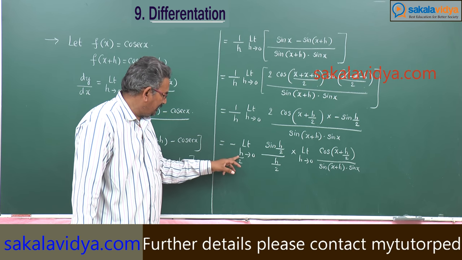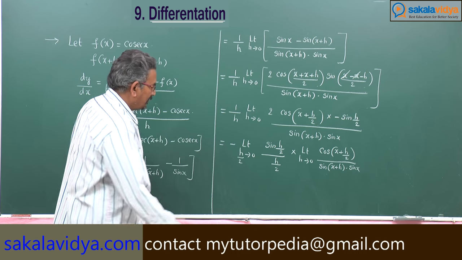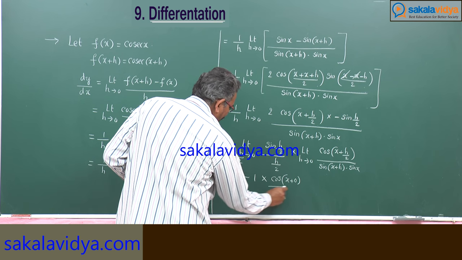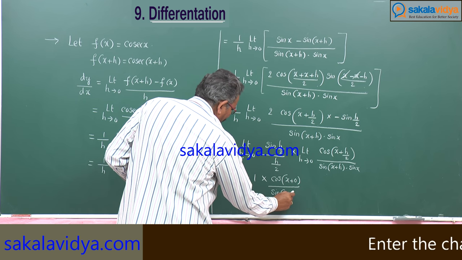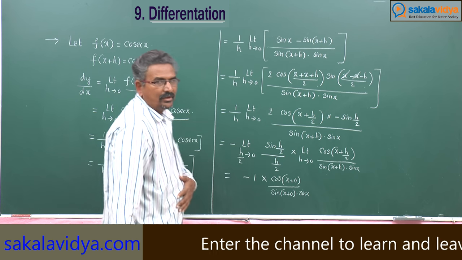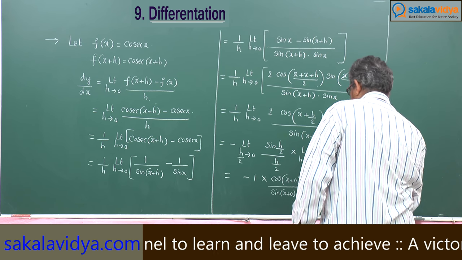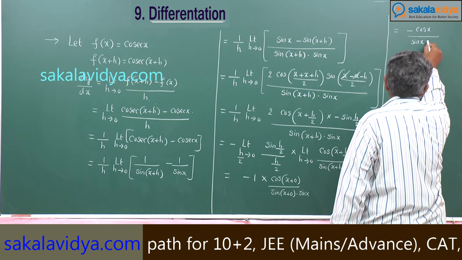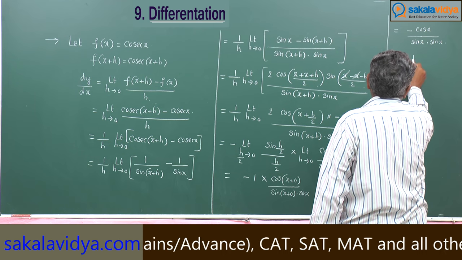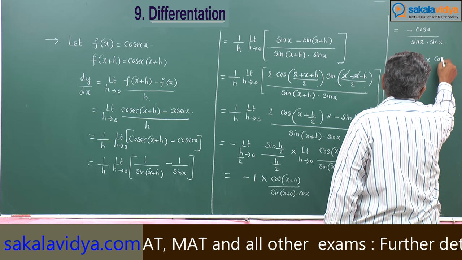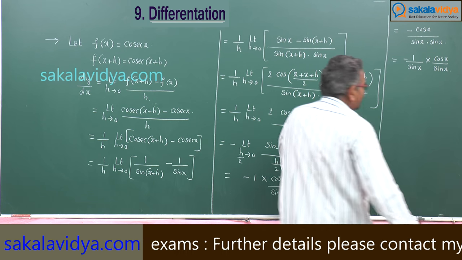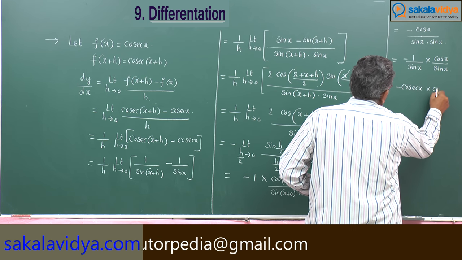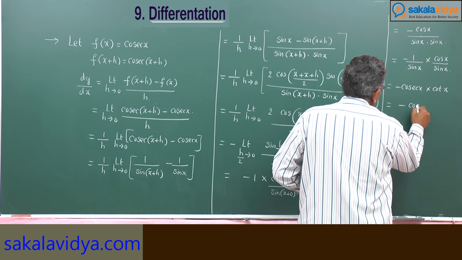If you suppose h by 2 is theta, limit theta tends to 0, sin theta by theta is 1. So, this is minus 1 now into cos x plus 0 by sin of x plus 0 into sin x. Now, this is equal to minus cos x by sin x into sin x. This can be rewritten as minus 1 by sin x into cos x by sin x. So, minus 1 by sin x is minus cosecant x. So, minus cosecant x into cot x. This is minus cosecant x cot x.